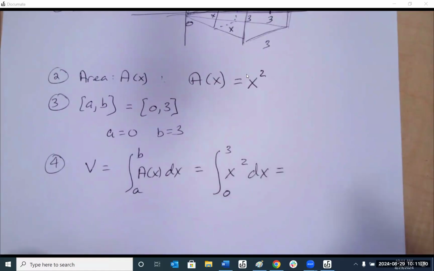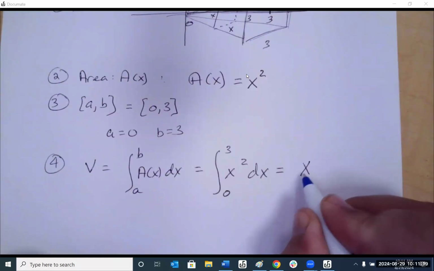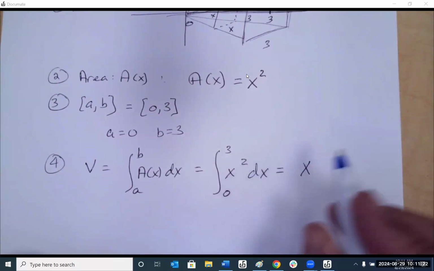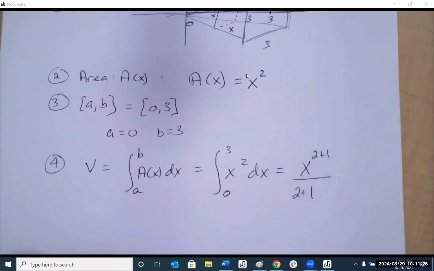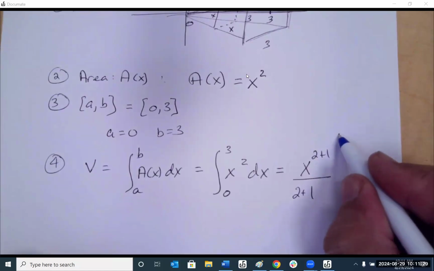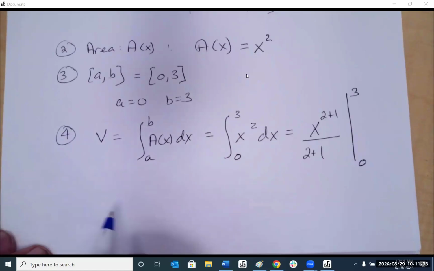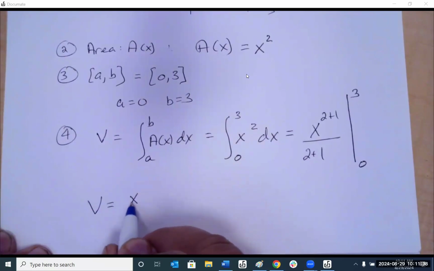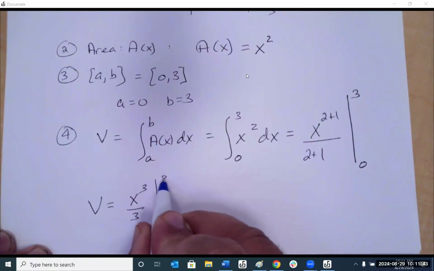So what's the integral of x squared? It's the power rule. So add 1 to the exponent and divide by that. And it goes from 0 to 3. So the volume is x cubed over 3 from 0 to 3.